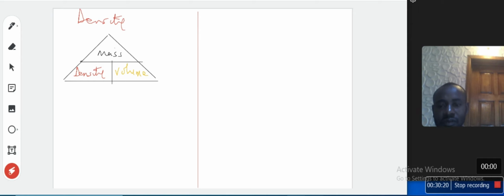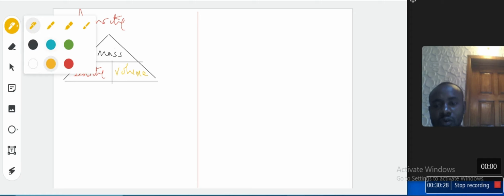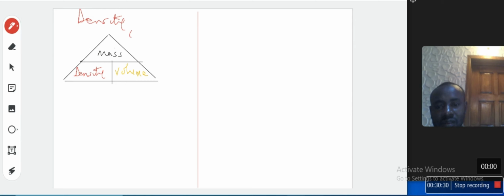Density is mass over volume. Can you see that? We normally use the symbol rho for density, but it's not really important. You don't have to use it. So density is mass over volume, right?